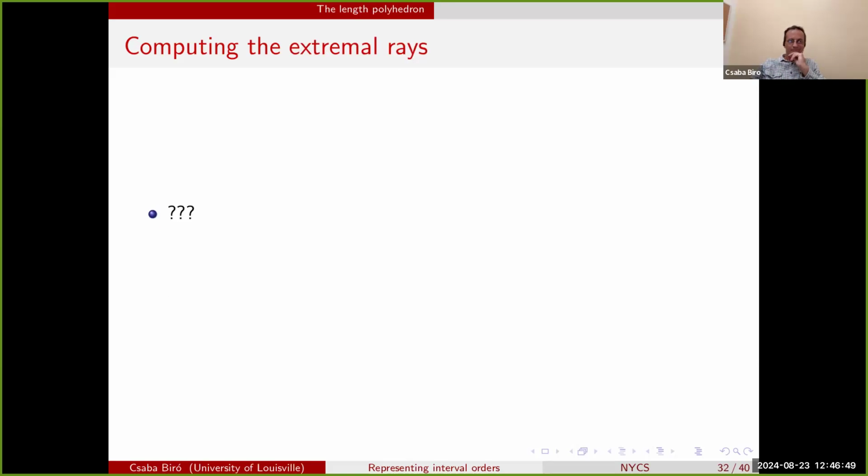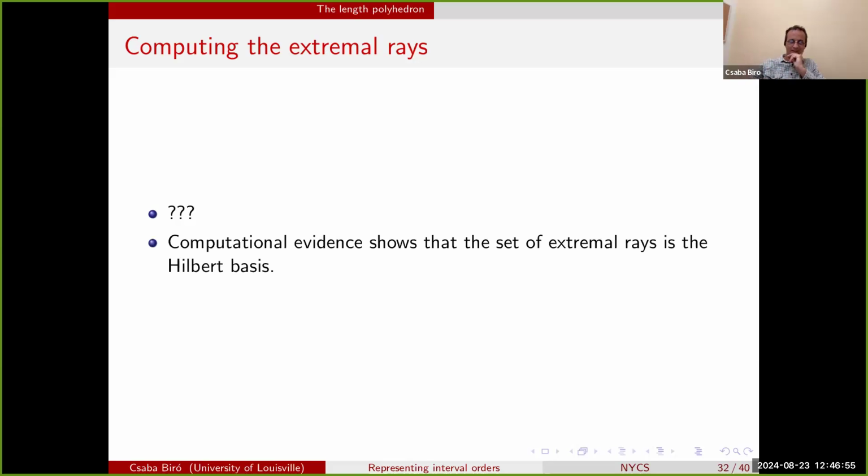Extreme arrays, we don't really have a good way of computing them, no efficient way. But here is the crazy thing. Computational evidence shows that the set of extreme arrays is the Hilbert basis. I think for every poset we tried, this was true. I don't know why it should be true. I can't prove it for sure. So anyway, that's super interesting. Maybe there is a large poset for which it's not true.